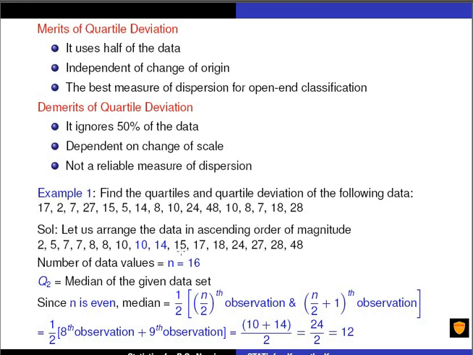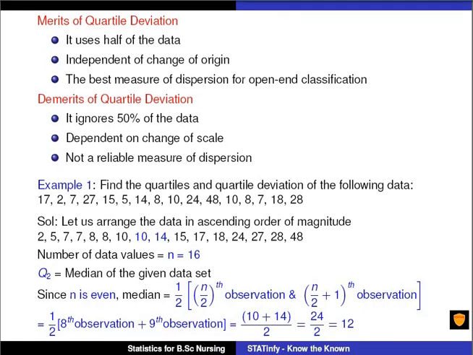After arranging the data, we can see that two observations come in the middle of the data: 10 and 14. Here the number of data values is 16. So what is Q2, the second quartile? The second quartile is the median of the given data set. Since the number of observations is even, the median is the average of the two middle observations: (10 plus 14) divided by 2, which is equal to 12. So this is our median. It means that 50% of observations are before 12 and 50% of observations are after 12.